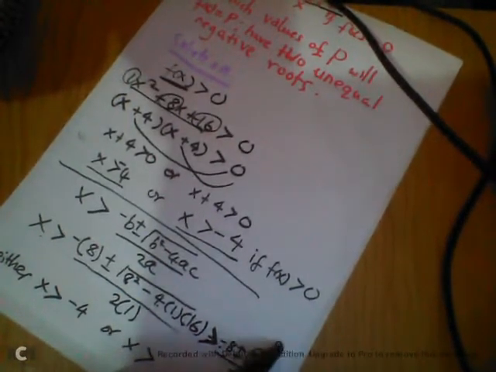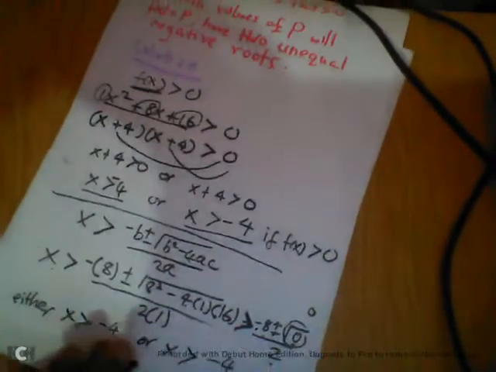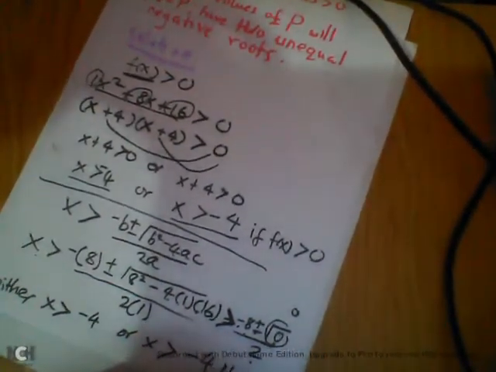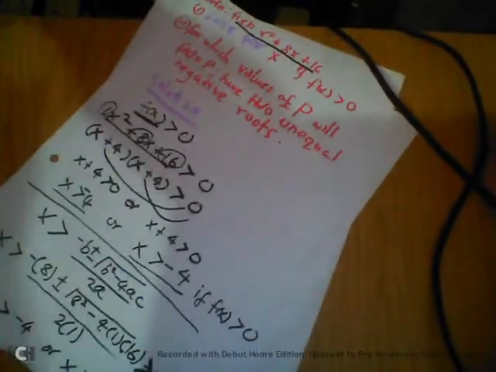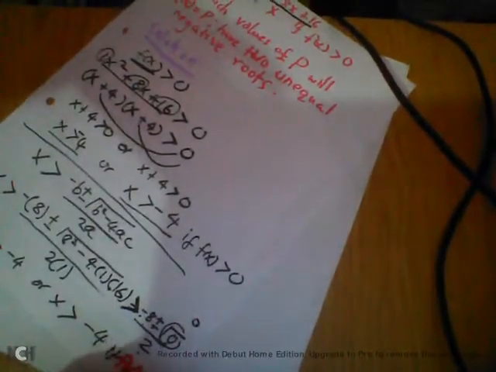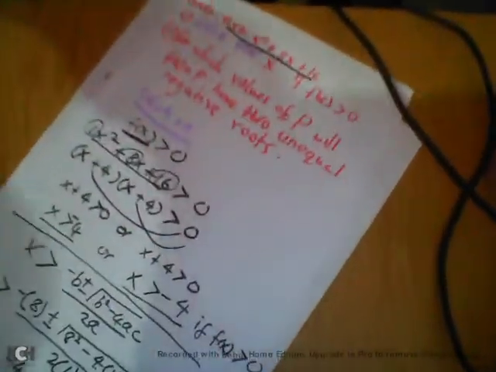So negative 8 minus 0 is negative 8, divided by 2 is going to be negative 4. So we get the value of x: given negative x is greater than negative 4, x is greater than negative 4, if f of x is greater than 0. So the first question is done. So let's do the second question.